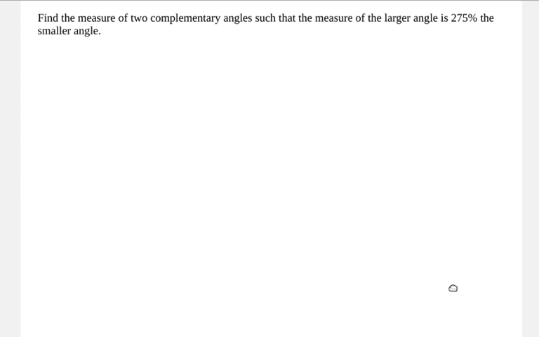Find two complementary angles such that the measure of the larger angle is 275% of the smaller angle. Okay, well, I think it's fairly clear what the two variables should be in this problem, because we have two complementary angles, the measures of each of the angles. In this problem, we're actually giving these angles names by calling them the larger angle and the smaller angle. So I'm going to go ahead and say the larger angle is x, and the smaller angle is y.